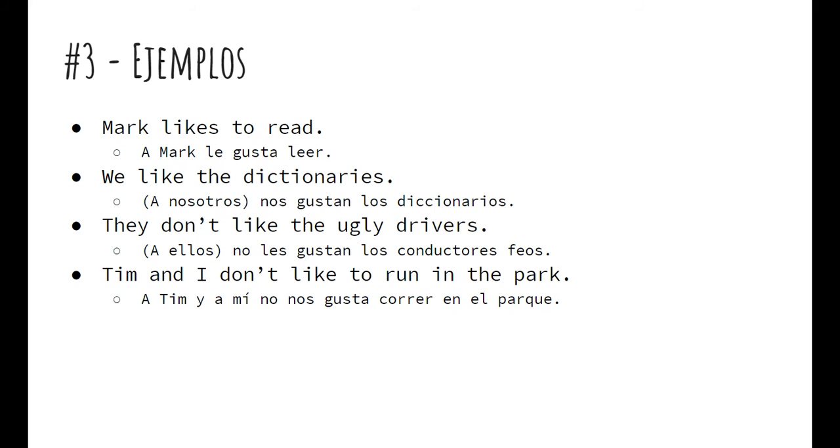So the indirect object pronoun that would cover that whole group, which would be a we, would be this indirect object pronoun nos. And then we do have names there, so we need to clarify that nos with an a Tim and an a mí, which would be our prepositional pronouns. On that one, also do note if it is a verb that becomes the subject, like correr in that sentence, you will leave it gusta as singular.